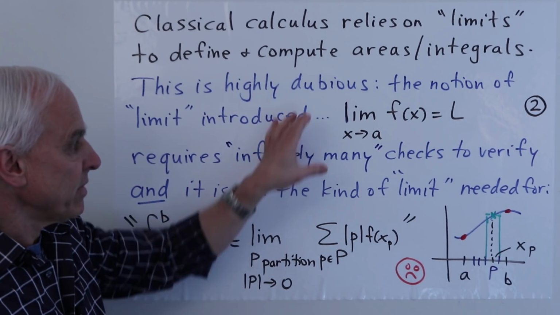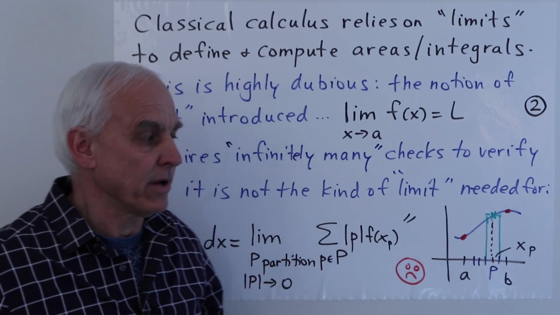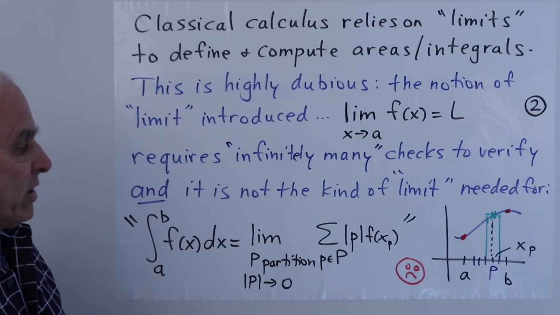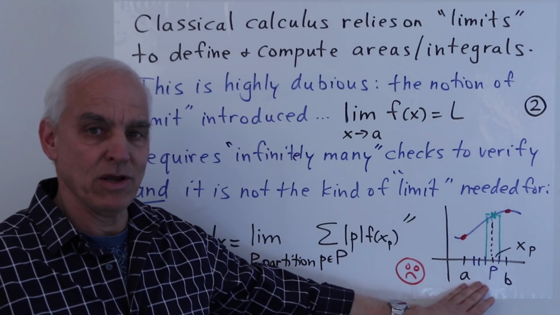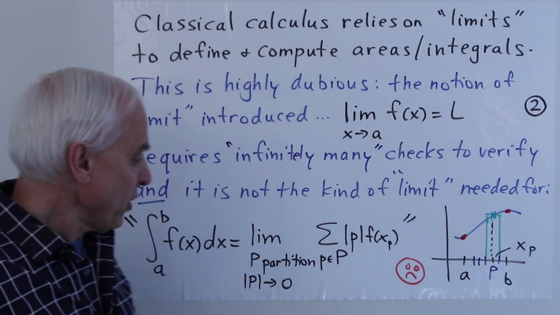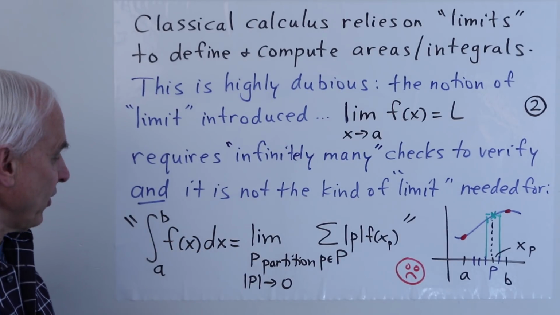The actual real definition involves an infinite number of checks, so it's something that you can't actually do really. And the other major problem with this whole approach is that when you actually get to what you really want to do, which is to define an integral, like an area under a curve, you have some formula like this. So this is a traditional calculus formula, something like this.